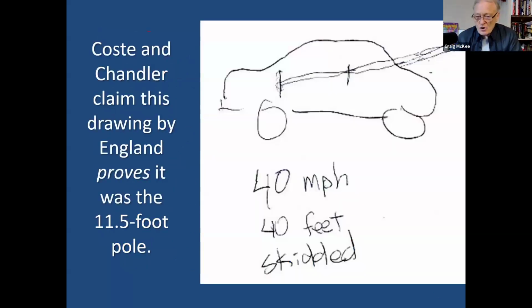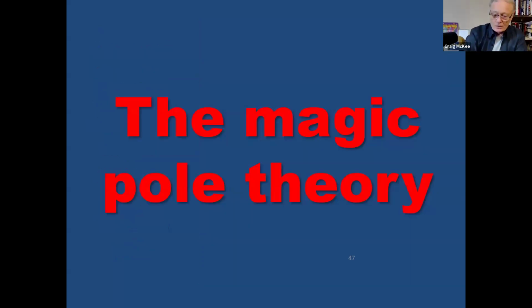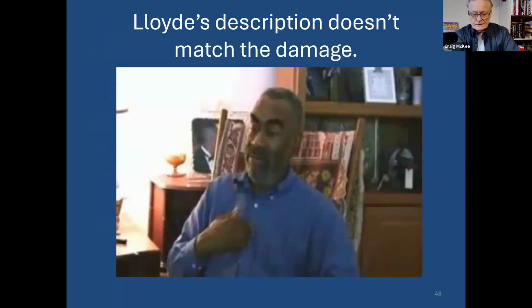Now, this is the drawing that Wayne uses to assert that it's the shorter pole because the pole doesn't show a 30 to 40 foot pole, but nor does it show an 11-foot pole. So, I mean, this is a very cartoonish, childish drawing that can hardly be considered to be drawn to scale. And I don't think we can take it to eliminate the idea that the pole was longer. Now, damage.